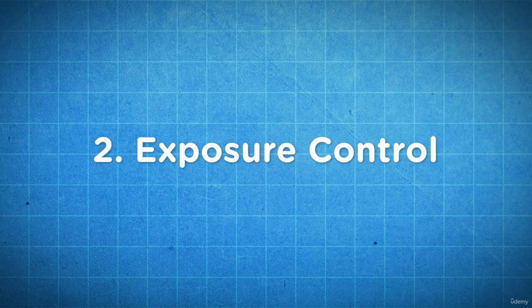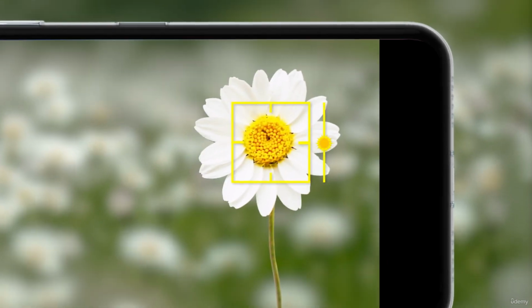Next, exposure control. Once you've set your focus on an object in the frame, you can now slide your finger up or down on the screen to lighten or darken your image. The iPhone also has an auto exposure feature that automatically sets the proper exposure for whatever object you tap to focus.